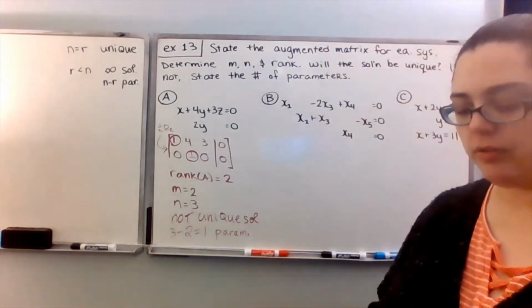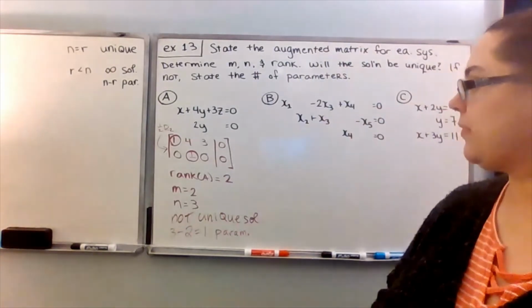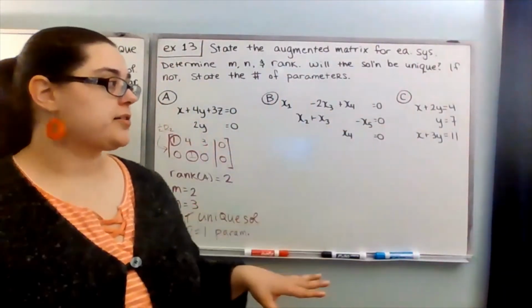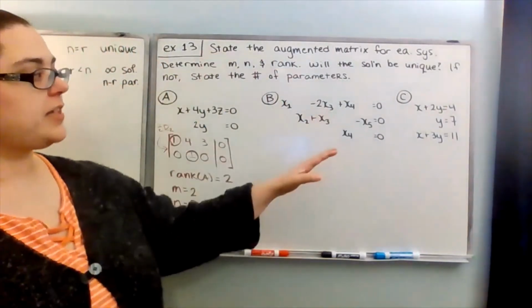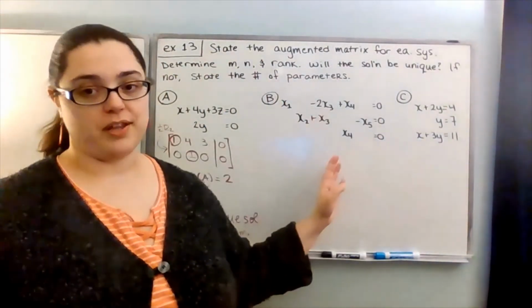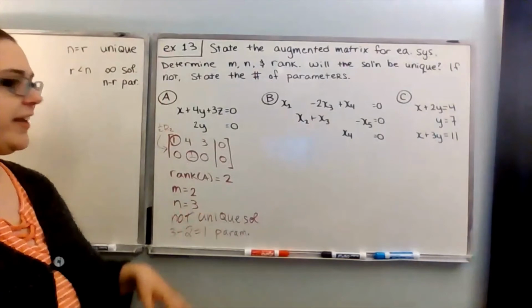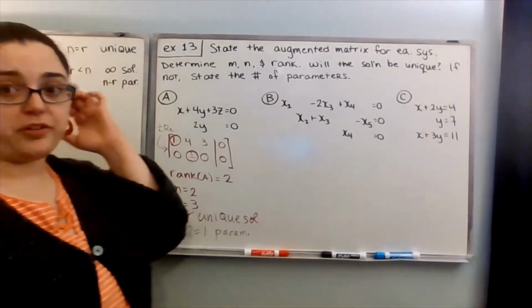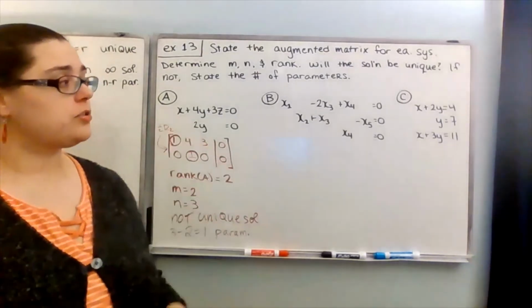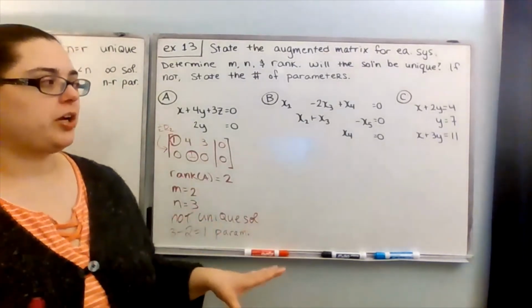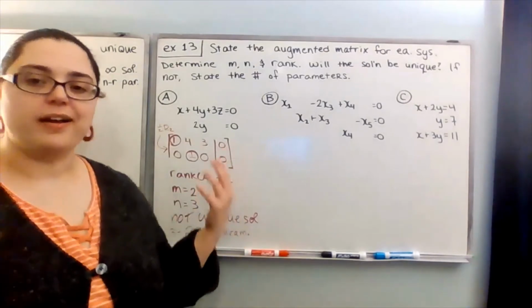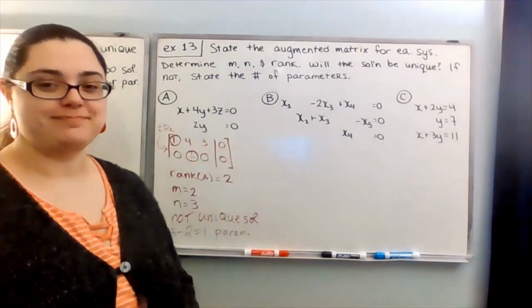And that's it for part A. So the other 2 examples are very similar. So why don't you pause the video and complete these steps for those two examples there. The only way you're ever going to get a unique solution is if the rank and the number of variables are the same. So take a couple minutes to do that, and then you'll compare it to what I got, and we'll see how we did.